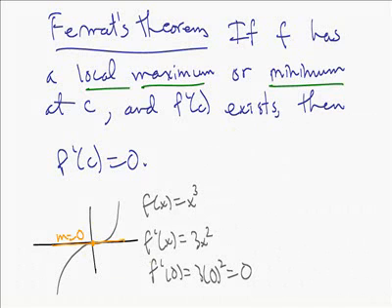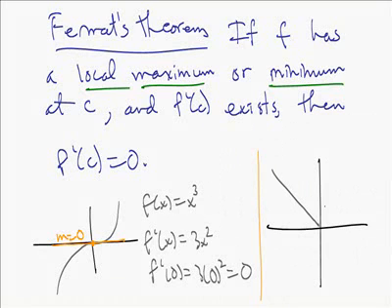It's not the biggest point in the area. It's not the smallest point in the area. If we go to the right, we have bigger values. If we go to the left, we have smaller values. So just because a derivative is 0 does not mean it's a local max or local min.